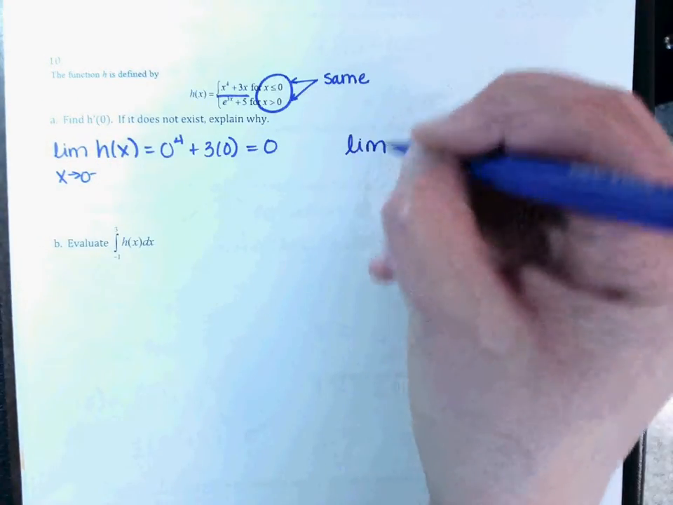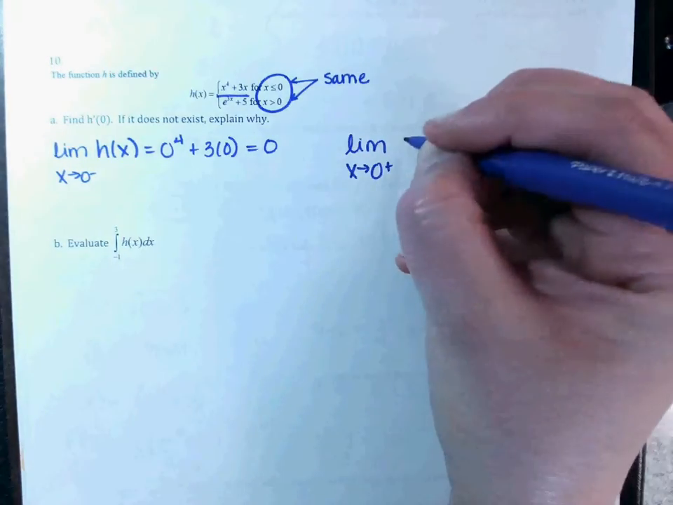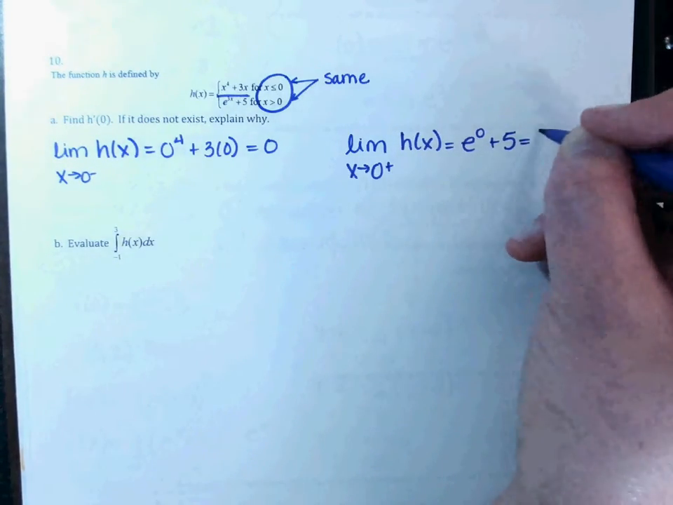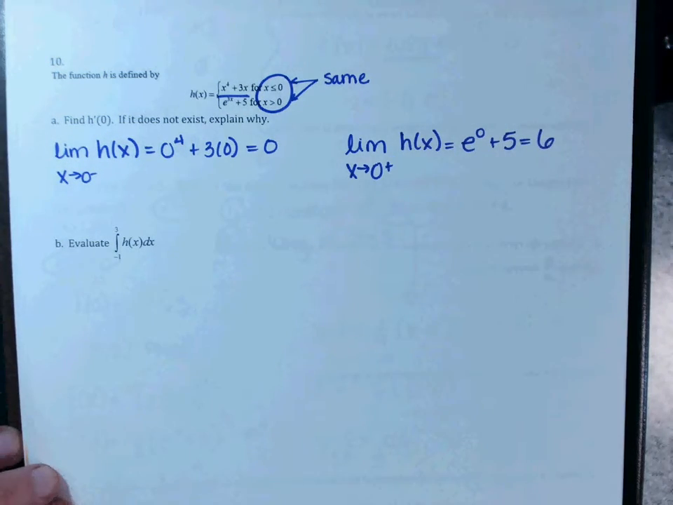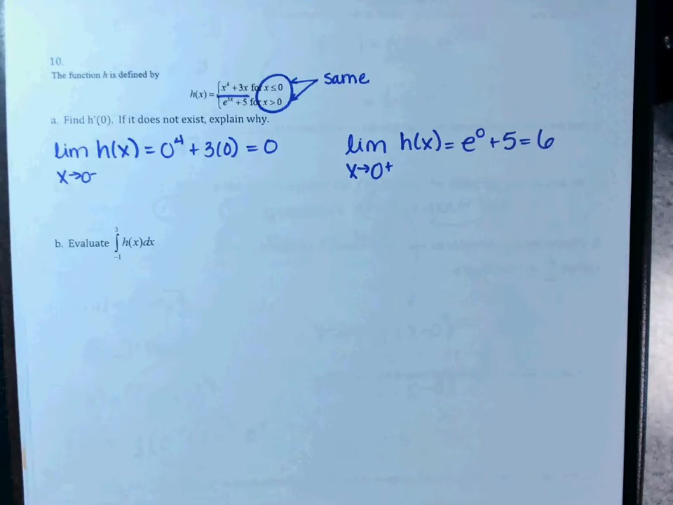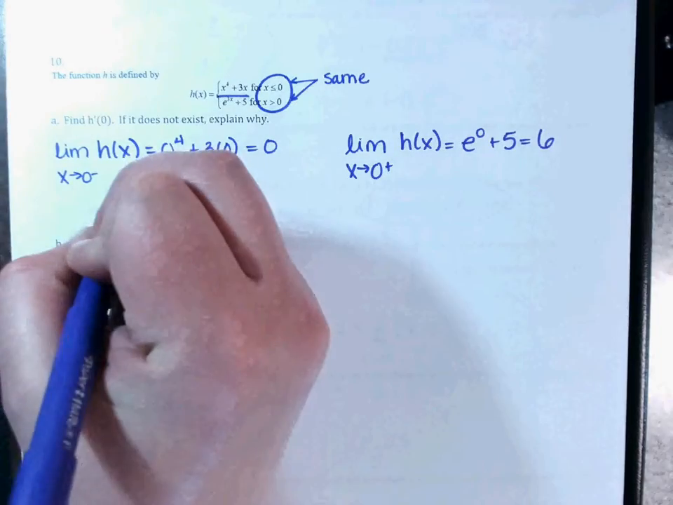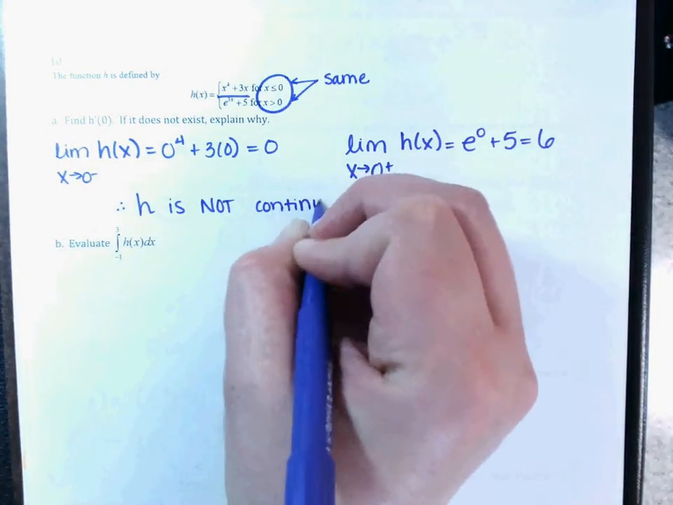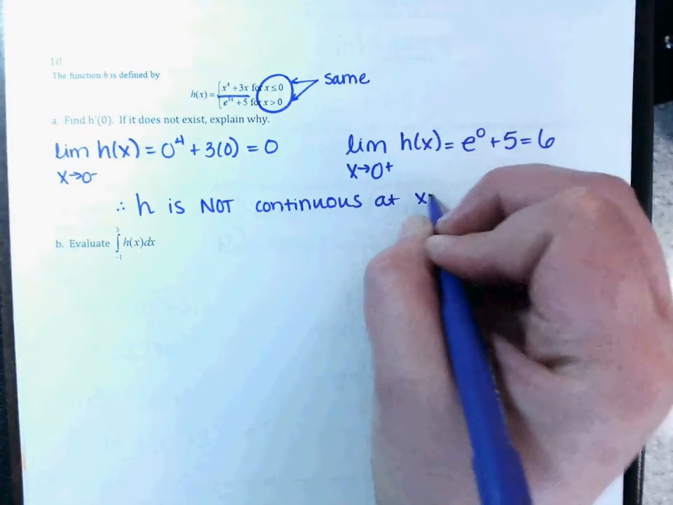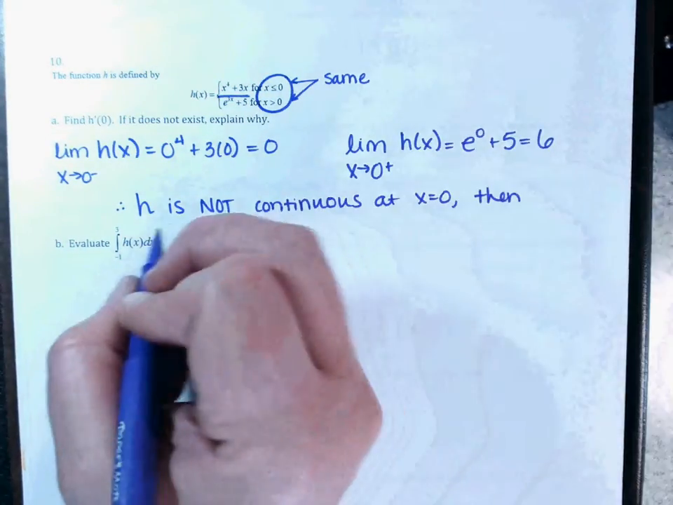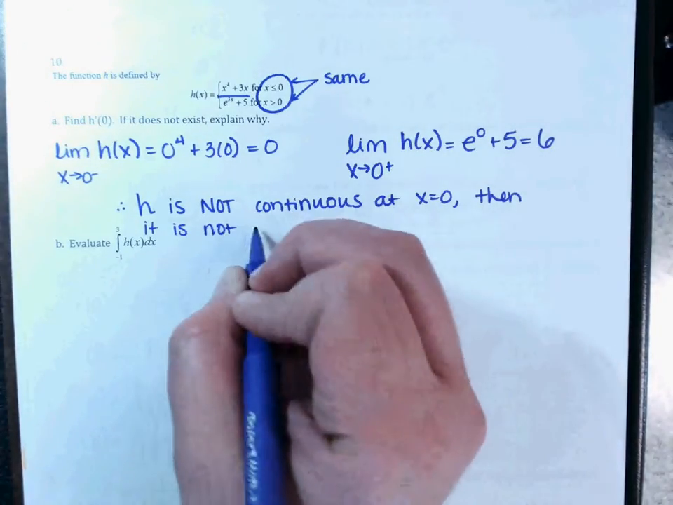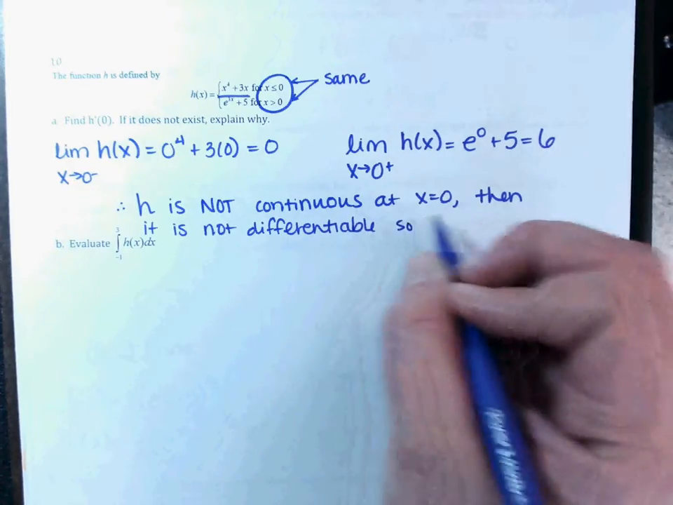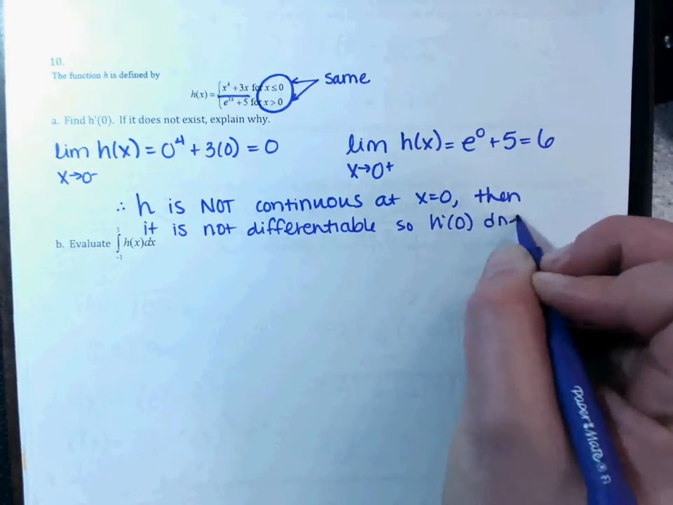Yeah. So, okay, then x approaching 0 from the right of h of x is going to be e to the 0 plus 5, which comes out to be 6. If those don't match, you don't do anything else, you're done. Okay, you would say, therefore, h is not continuous at x equals 0, then it is not differentiable. So h prime of 0 does not exist.